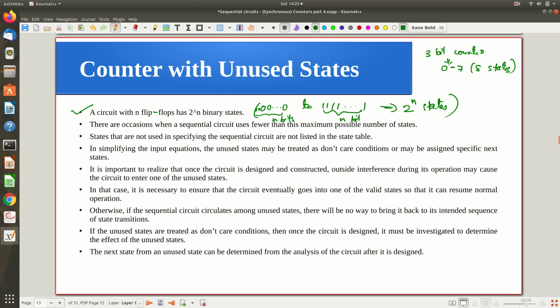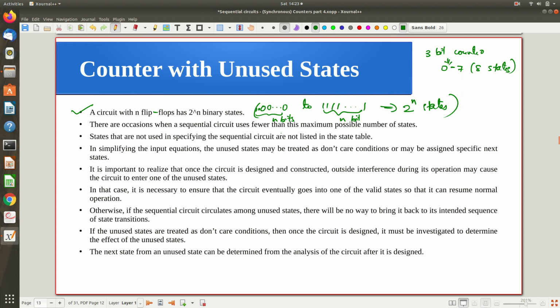The states are continuous, but in between some of the states may be unused, right? States that are not used in a specific sequential circuit are not listed in the state table. So sometimes they may give you the sequence, sometimes it may be the state table. By observing the state table, you can understand that some of the states are missing. That means they are not valid according to this particular counter, right?